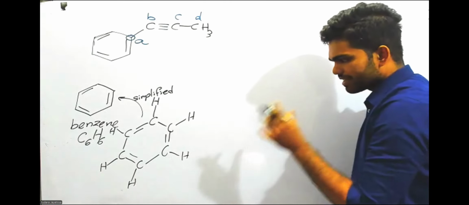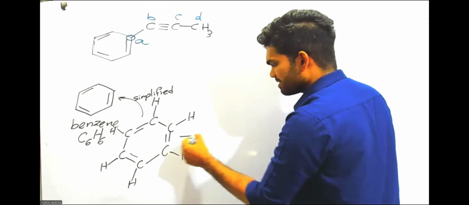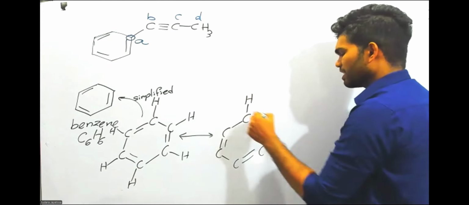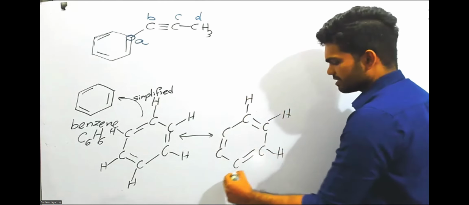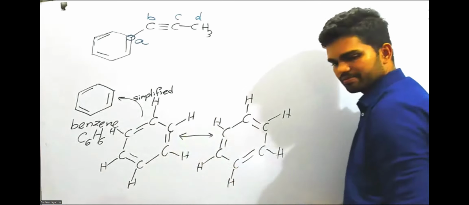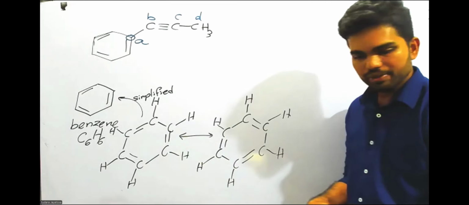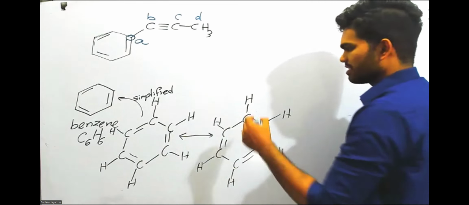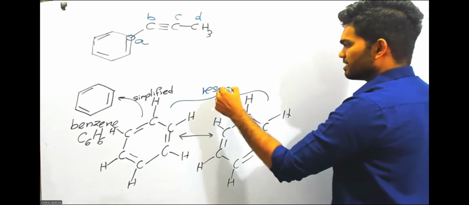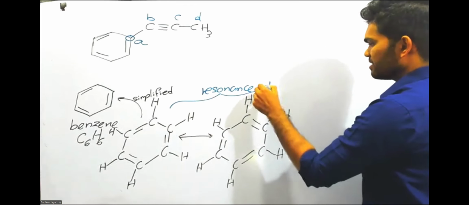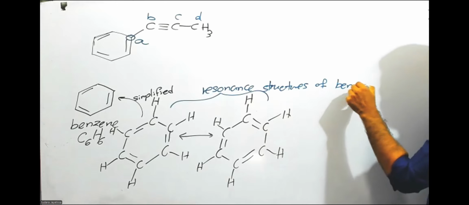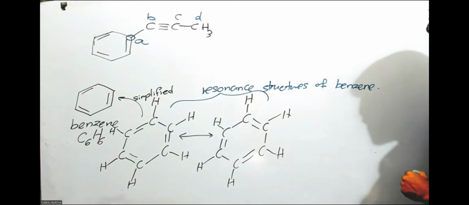Your benzene has another structure. So tell me the name we give for this additional structure. Actually, these two are what? What name can we give? Yes, we can say these two are the resonance structures. Resonance structures of benzene. Understand?